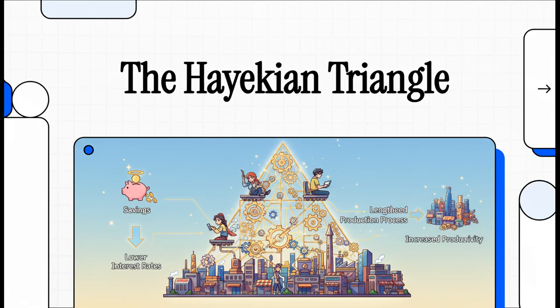So how would you actually draw a picture of an entire economy? I'm not talking about just a single number like GDP, but the whole messy, complex process of production as it unfolds over time. Well, today we're going to dive into a really fascinating visual tool from the Austrian School of Economics that tries to do exactly that. It's called the Hayekian triangle.